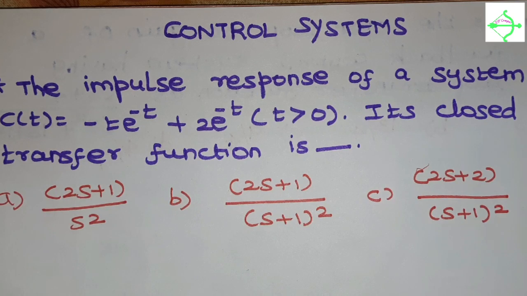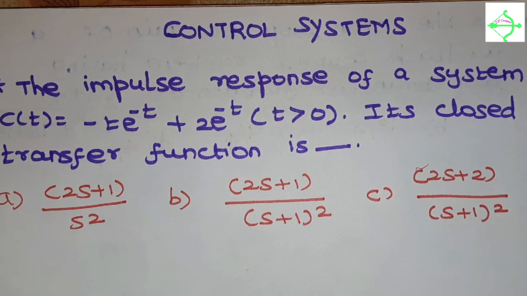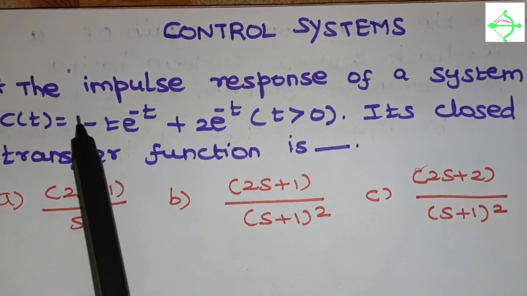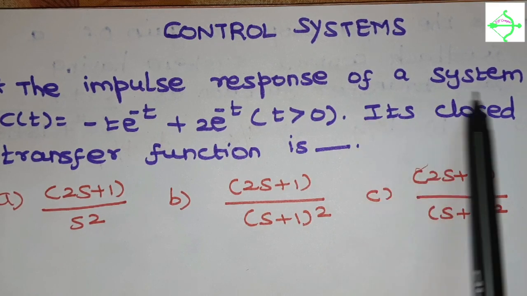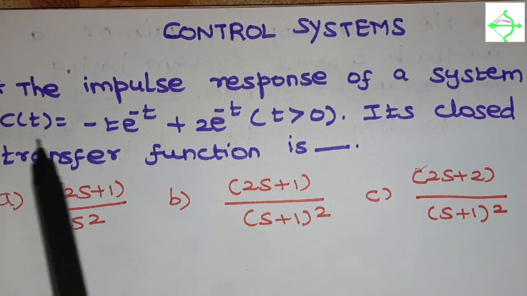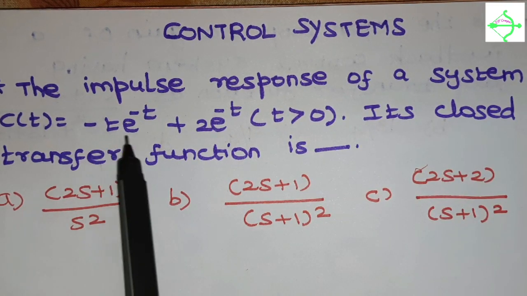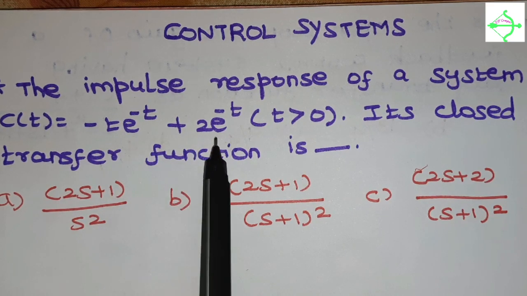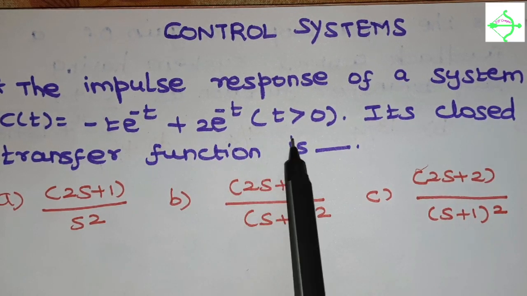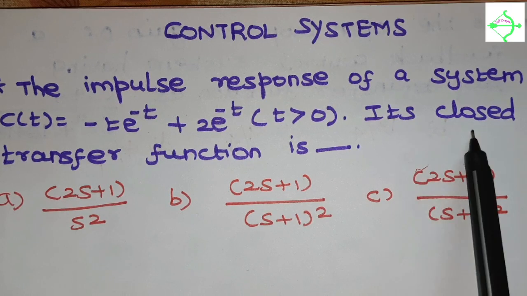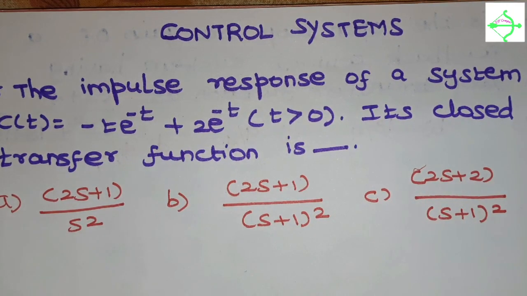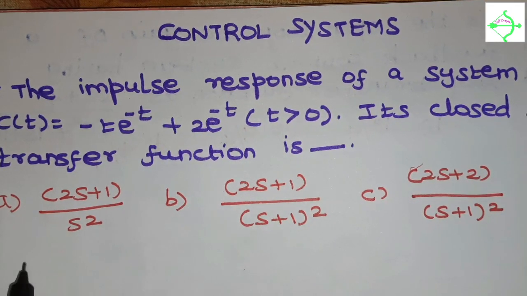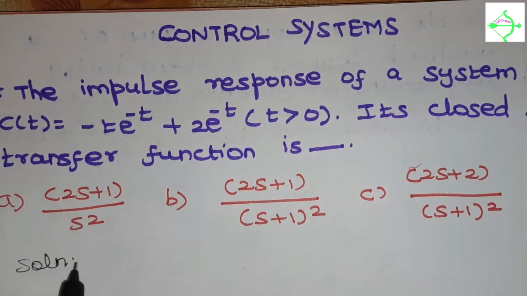Today in this video, we are going to see some important problems in control systems. Let's solve the problem. The impulse response of a system is c(t) = -t e^(-t) + 2 e^(-t), where t is greater than 0. Its closed loop transfer function is... Options are given. Let's solve the problem. Solution.